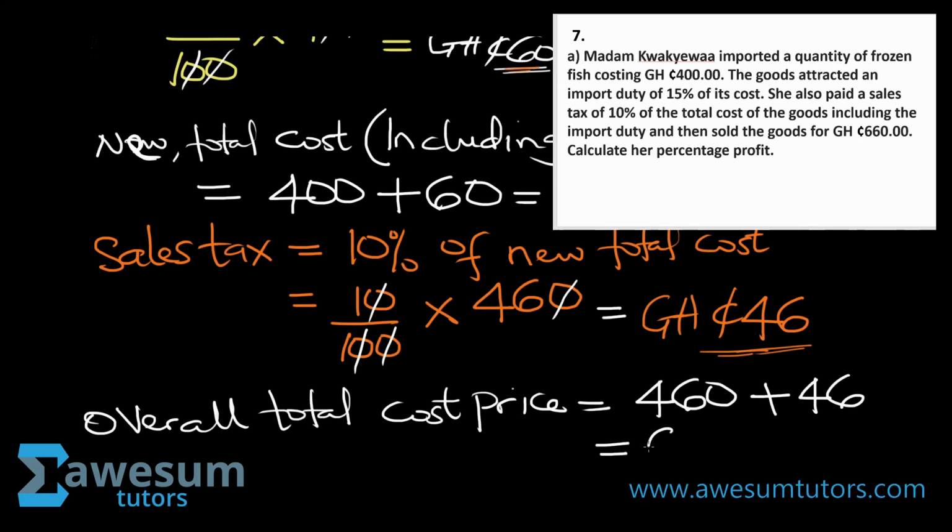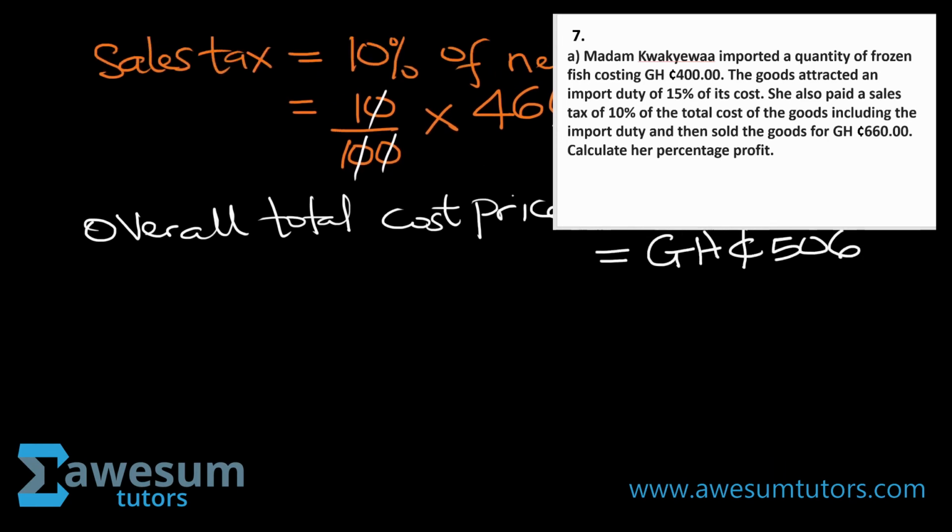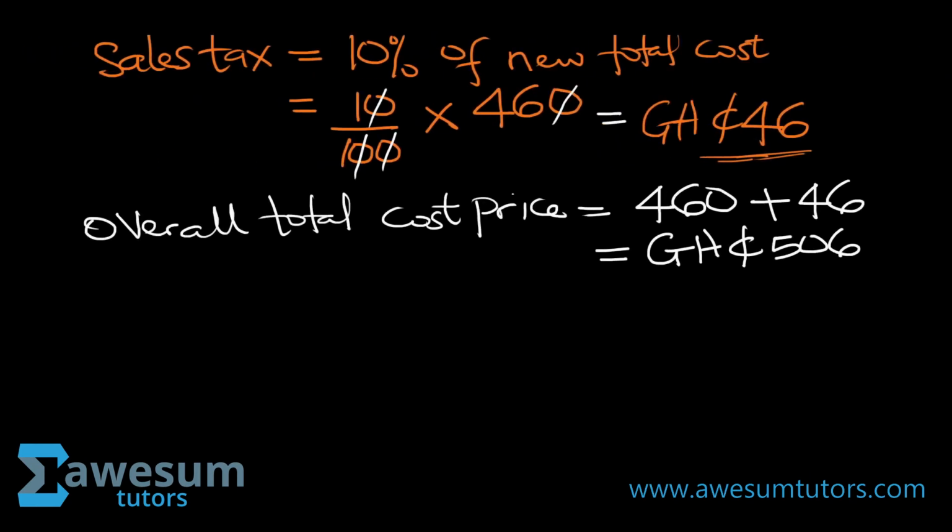So that means I have this right here, 506 Ghana cedis. Okay, very good, guys. I hope you understand. You are getting this concept right here. The overall total cost is that.